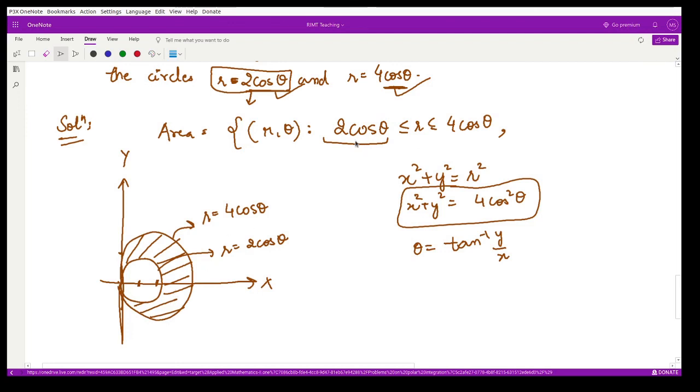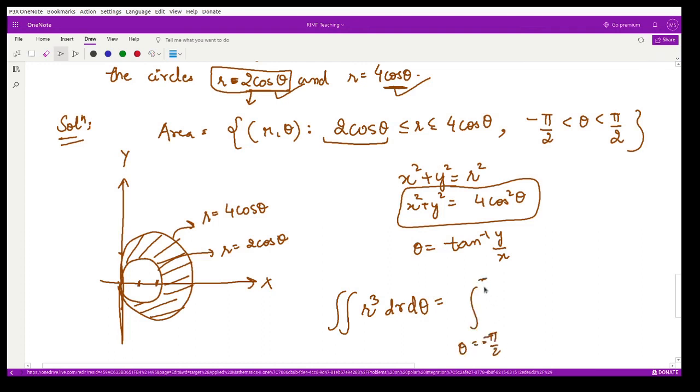So now the limits of r are from 2 cos theta to 4 cos theta, and the limits of theta are simple, because this is the whole complete circle, so either you could take the limits from 0 to 2 pi, or you could also take the limits of theta from minus pi by 2 to pi by 2. So these are your limits of integration. Accordingly, your integral of r cube dr d theta is converted to theta varying from minus pi by 2 to pi by 2, and r varies from 2 cos theta to 4 cos theta, r cube dr d theta.